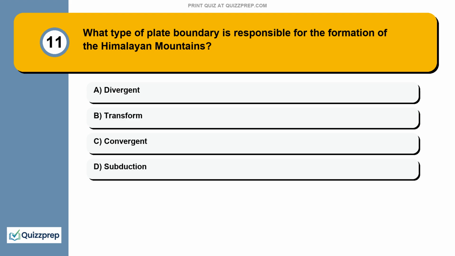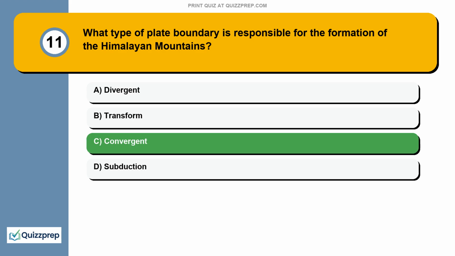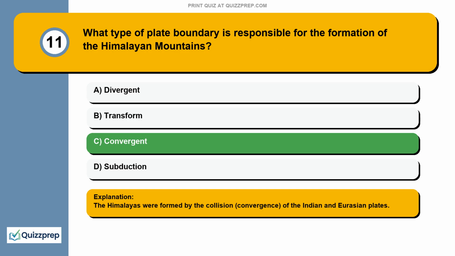Question 11. What type of plate boundary is responsible for the formation of the Himalayan mountains? Divergent, transform, convergent, subduction. The Himalayas were formed by the collision, convergence, of the Indian and Eurasian plates.